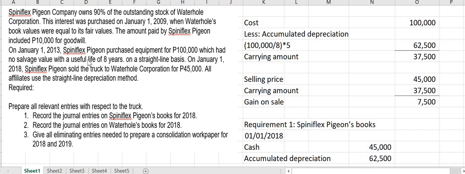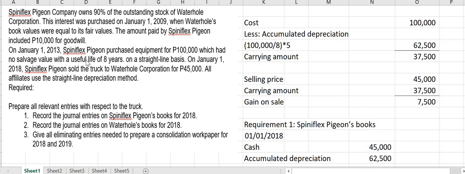Spaniflex Pig and Company owns 90% of the outstanding stock of Waterhole Corporation. This interest was purchased on January 1, 2019 when Waterhole's book values were equal to its fair value. The amount paid by Spaniflex included 10,000 for goodwill. On January 1, 2013, Spaniflex purchased equipment for 100,000 which had no salvage value with a useful life of 8 years, on a straight line basis.